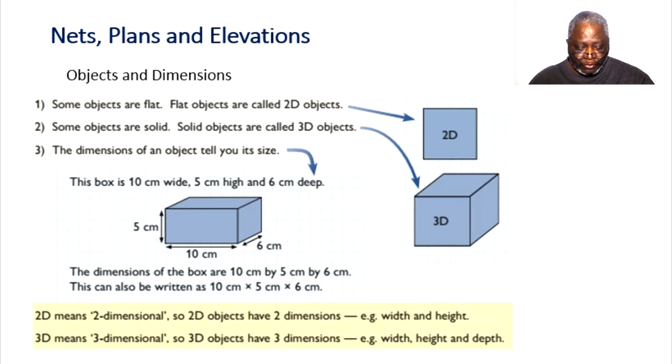And you can see below the description of each of the terminologies we've used. 2D means two-dimensional. So 2D objects have 2 dimensions, width and height. That's the dimension. What do 3D objects have? Yep, they have 3 dimensions, which is width, height, and depth.